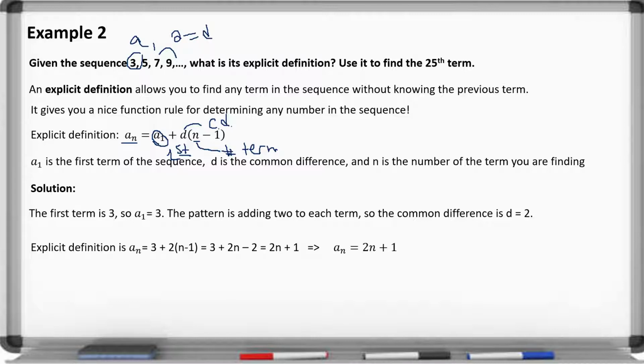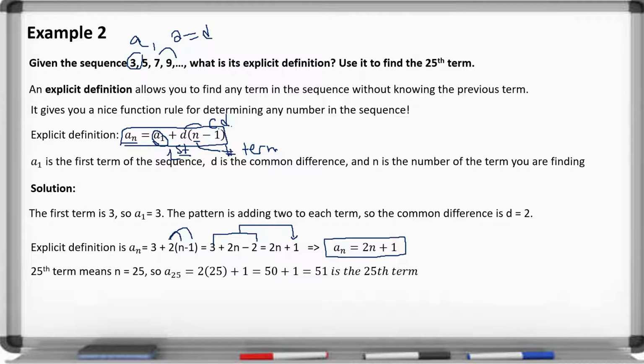The explicit definition then can be written as 3 plus 2 times n minus 1, using the format for this formula. So therefore, if you distribute the 2, then you get 2 times n is 2n, 2 times 1 is 2, and then you're going to go ahead and combine like terms. So we got 3 minus 2 is 1. So I get 2n plus 1. And that's my explicit definition.